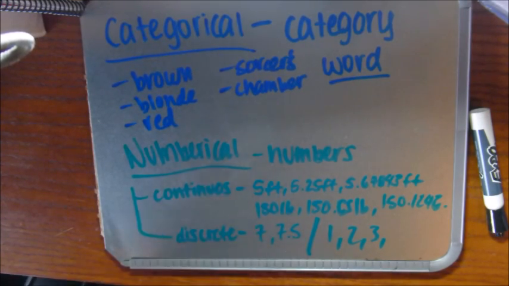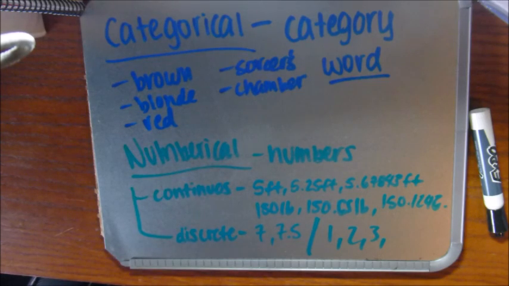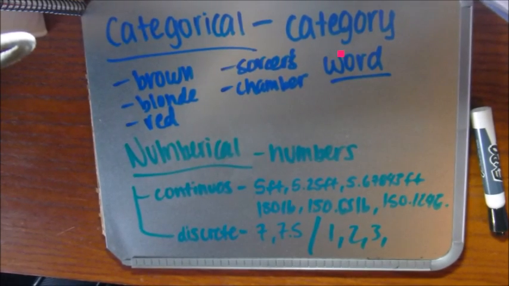So those are the big differences between the two. Categorical is mostly word-based answers, as I said. Numerical is number-based answers. So that's the main difference.